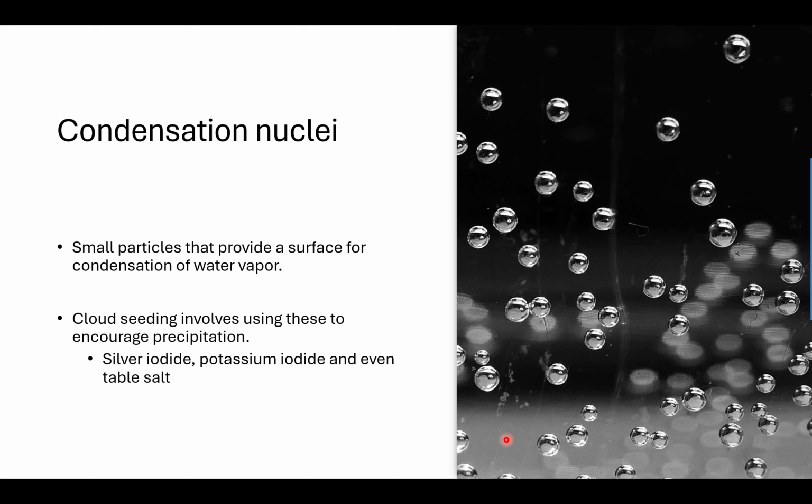So basically in cloud seeding, they take some sort of condensation nuclei. Mostly it can be silver iodide, potassium iodide, and even table salt, because it gathers a lot of moisture. And then they go up in a plane, and around the clouds they spray these condensation nuclei. Basically, it's like putting seeds into the cloud so that water droplets can form, and then that can eventually lead to precipitation.